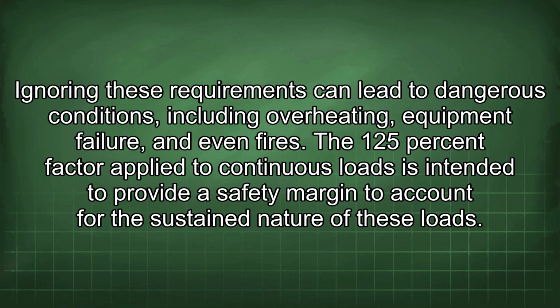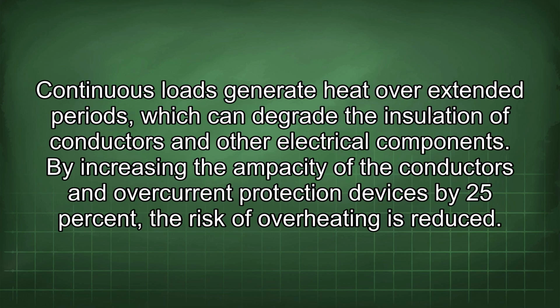The 125% factor applied to continuous loads is intended to provide a safety margin to account for the sustained nature of these loads. Continuous loads generate heat over extended periods, which can degrade the insulation of conductors and other electrical components. By increasing the ampacity of the conductors and overcurrent protection devices by 25%, the risk of overheating is reduced.